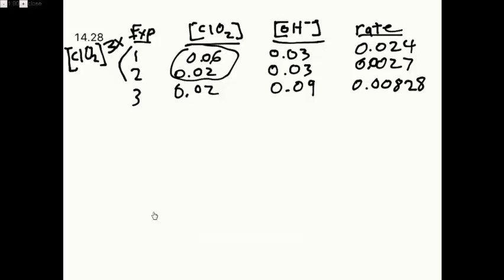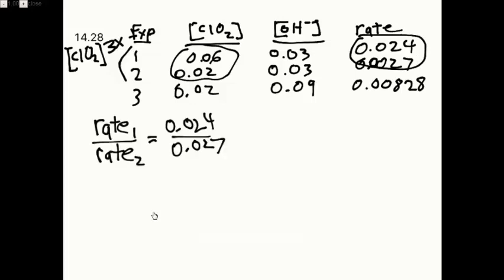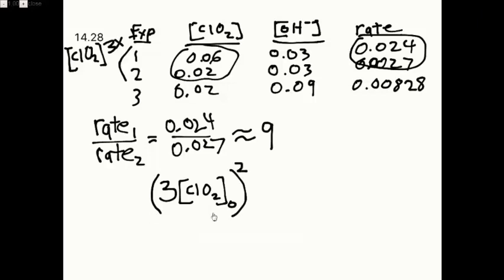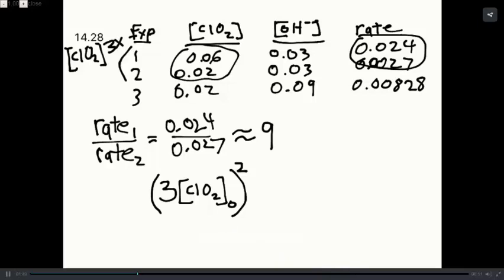What do we actually see in terms of rate difference? We see this ratio that looks like 10 to 1, but not quite. It's pretty darn close to a 9 to 1 ratio. So just to recap, we saw a 3-fold change in the concentration of ClO2, but a 9-fold change in rate. And what we're trying to find is the order of ClO2. So what we would have to do is to square that concentration to get our 9.